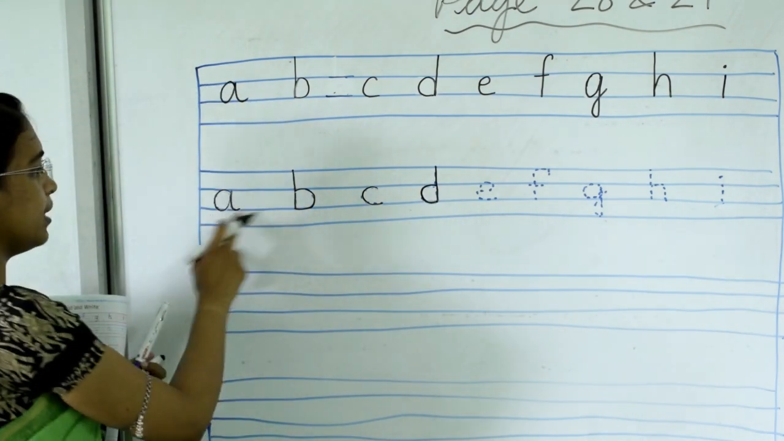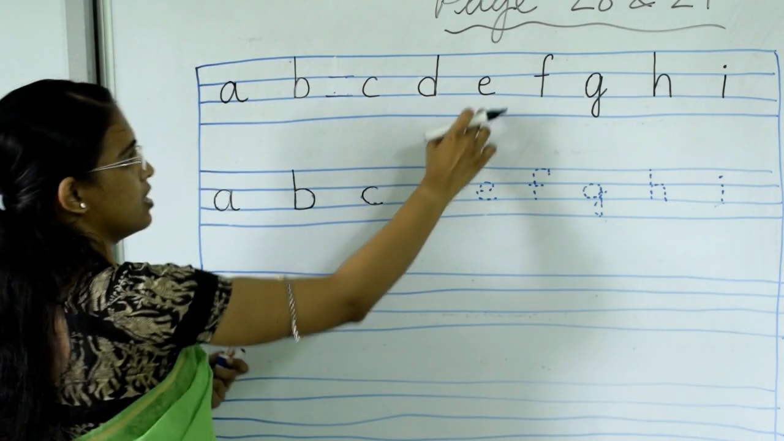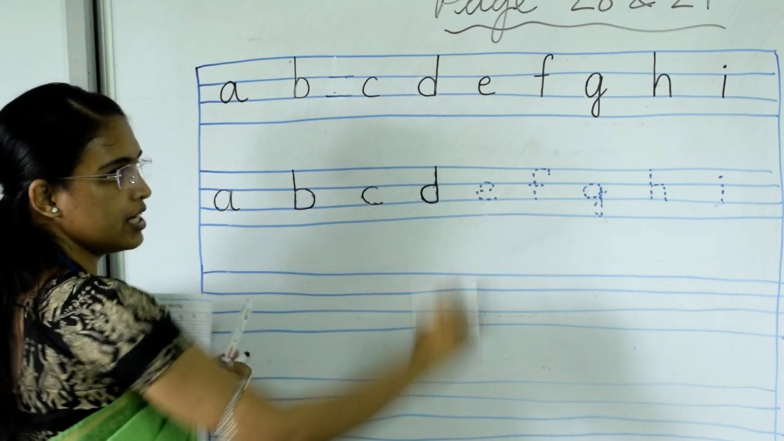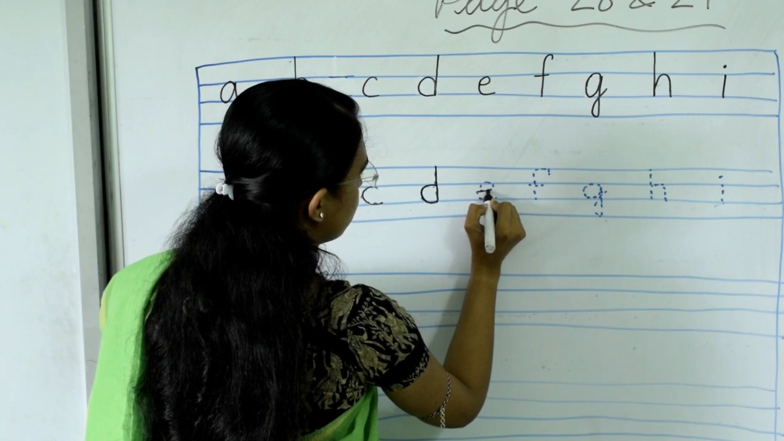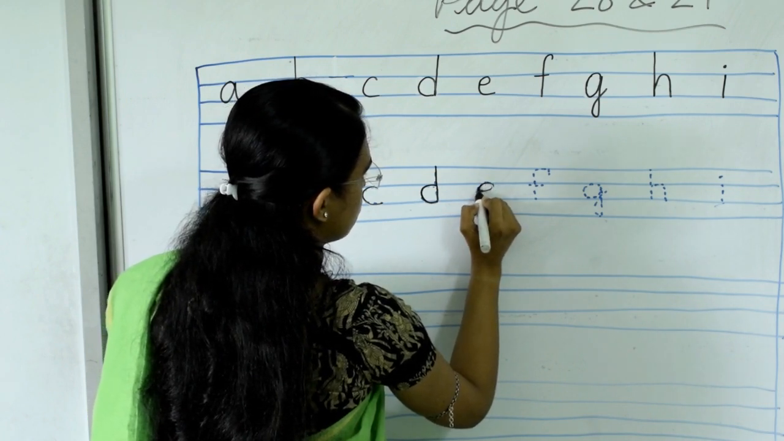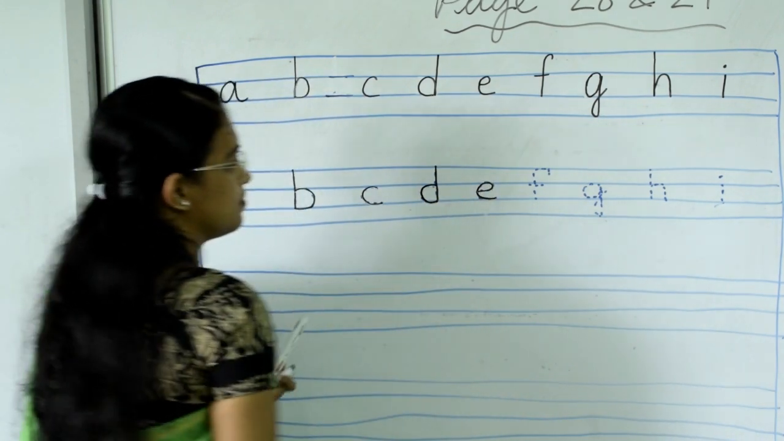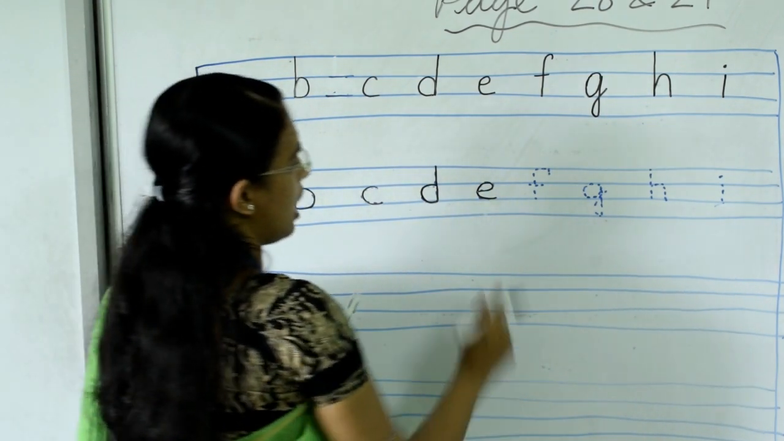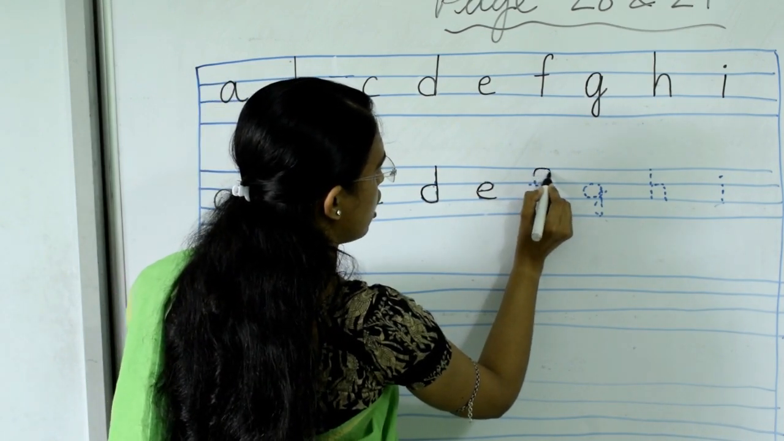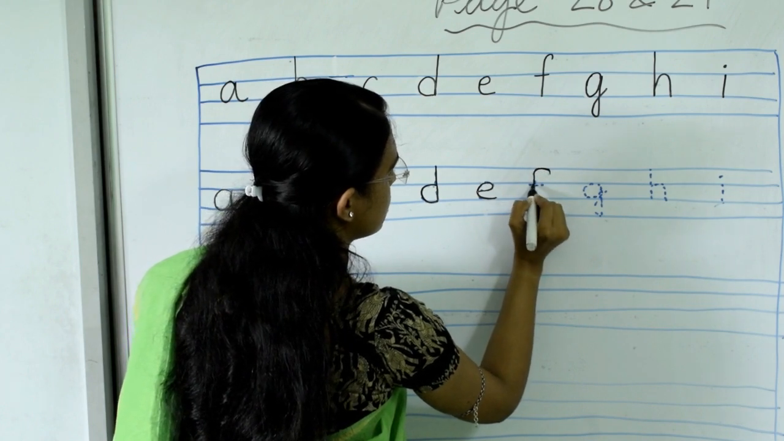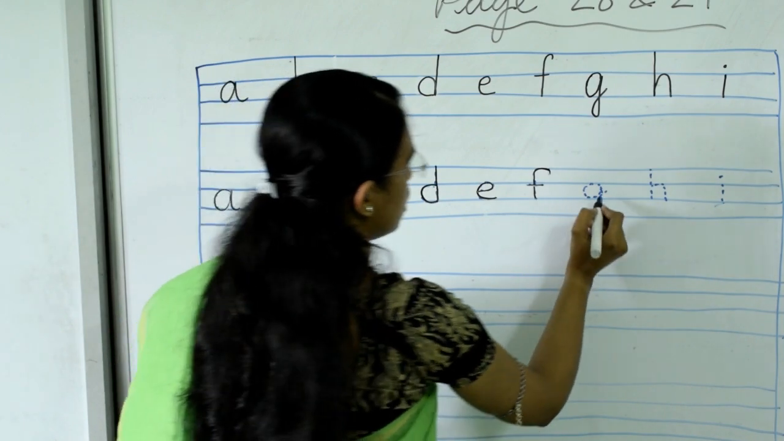So we have written A, B, C and D. Then after D, which letter is this? Yes, it is E. So for E, what we have to do? First you have to draw a circle, like draw a curve like this. Okay, this is letter E. Then after E, this is F, like this. First draw a curve like this, then straight line, then a slipping line. F. Then after F, G.